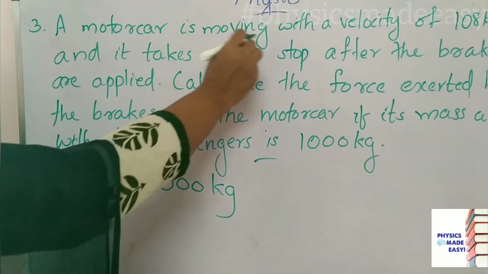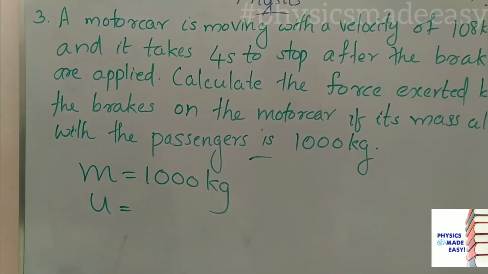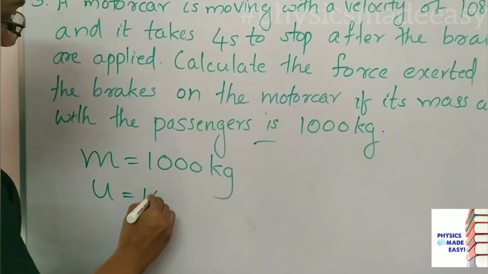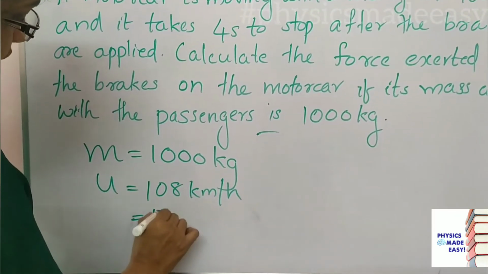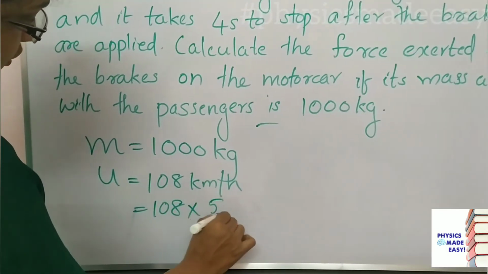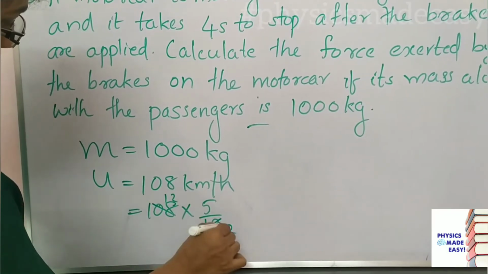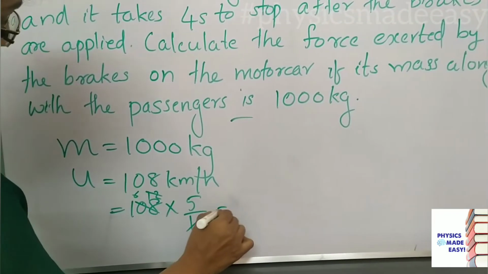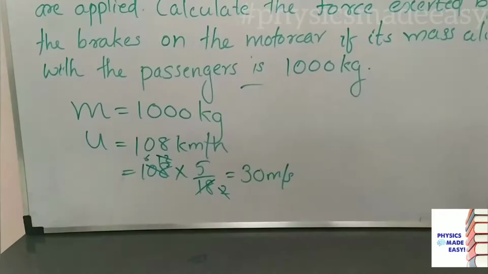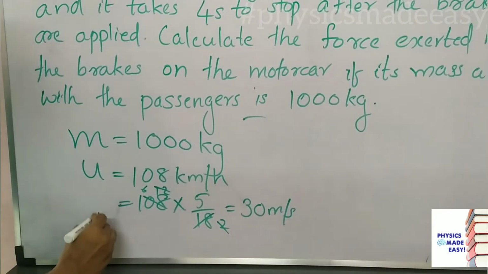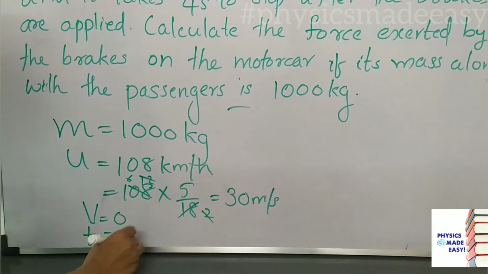Then motor car moving with a velocity of 108 km per hour, that is the initial velocity, 108 km per hour. This you have to convert into meter per second. So into 5 divided by 18. 2 into 9, 18, 12. Here you can cancel this. 6 into 5, 30 meter per second. 4 seconds to stop. So v is equal to 0 and time is equal to 4 seconds.